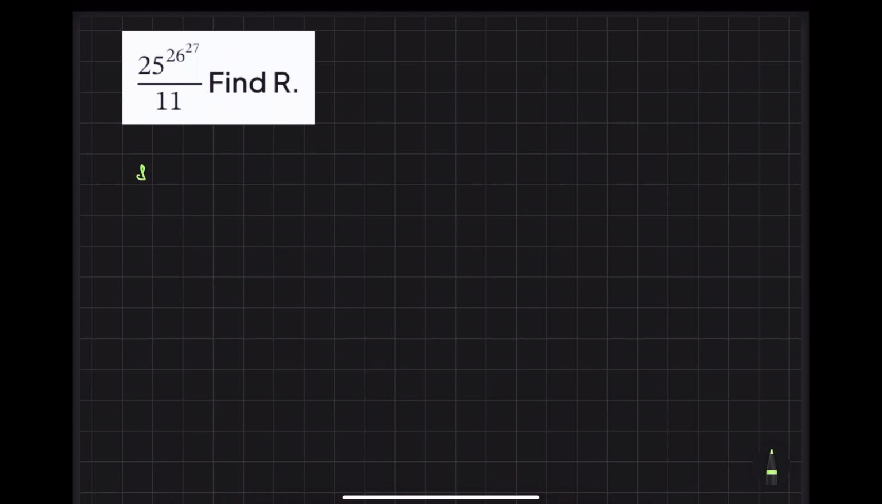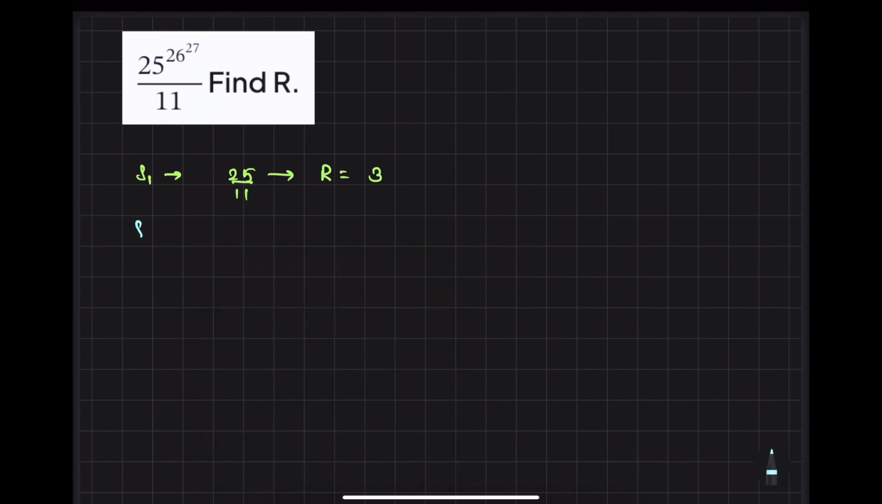So step 1 is you have to divide 25 by 11 to get the remainder. If you divide 25 by 11, you know that 11 times 2 is 22. So 3 will be the remainder. Correct? Now what do we have to find? We have to find out the cyclicity. Okay, so look at this, how we will find out the cyclicity.